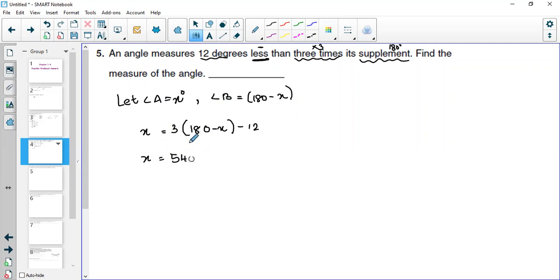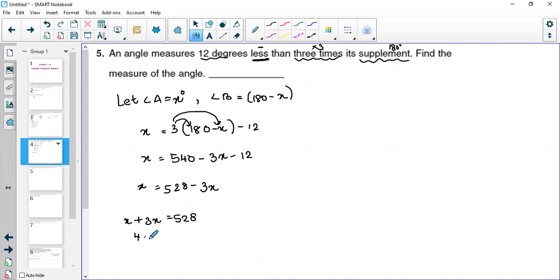This is going to be 540, because you need to multiply each of them inside. So 3 multiply 180 is 540 minus 3x minus 12. So first let me solve the numbers first. Leave the x on the side. 540 minus 12, that is going to give me 528 minus 3x. So now what will happen? The x will move to the other side. So that will become x plus 3x is equal to 528.